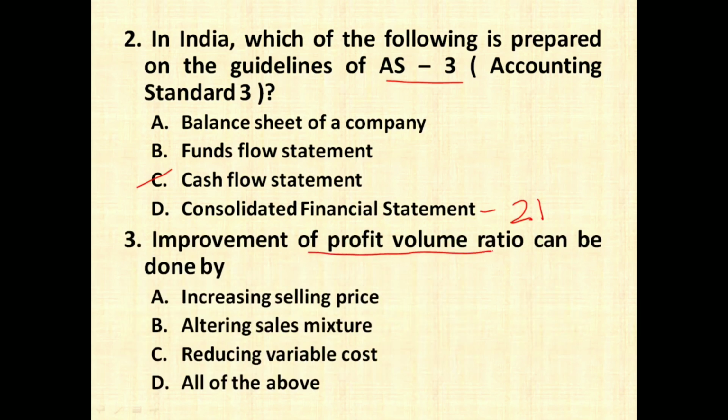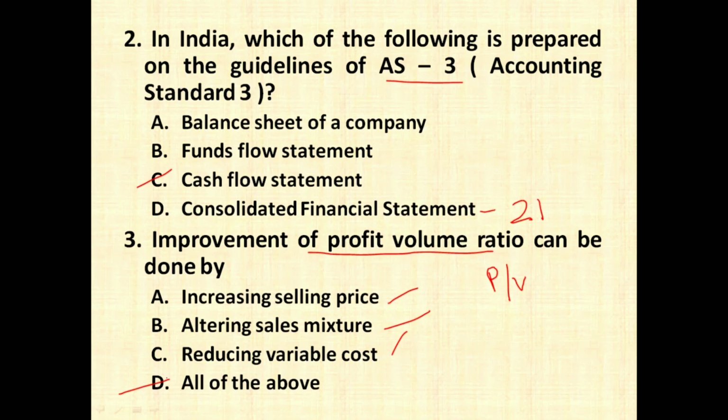Improvement of profit volume ratio, right? That is nothing but the PV ratio, which is computed by contribution divided by sale, can be done by. So if you have to improve the PV ratio, you have to increase the selling price, definitely it is correct. Altering the sales mixture, that is also correct. And reducing the variable cost, that is also correct. So right answer is going to be option number D, that is all of the above.